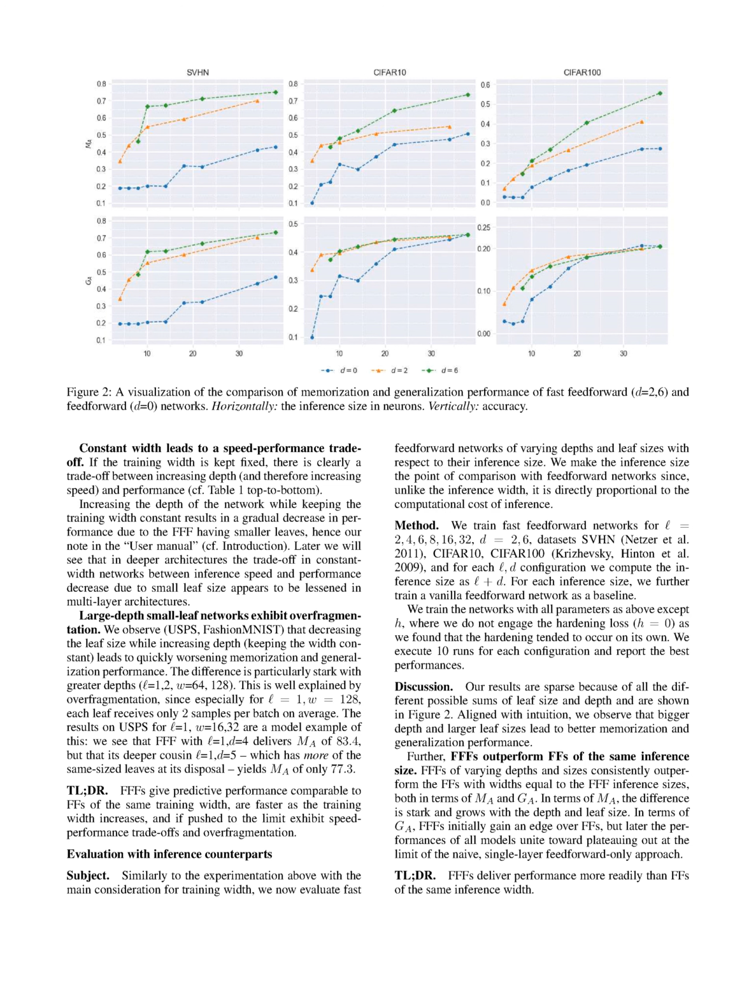Section Summary. Fast feed-forward networks, FFFs, perform comparably to regular feed-forward networks, FFs, of the same training width, but are faster as the training width increases. FFFs also exhibit speed-performance trade-offs and overfragmentation when pushed to their limits. In terms of inference size, FFFs outperform FFs of the same size, with larger depth and leaf sizes leading to better memorization and generalization performance.